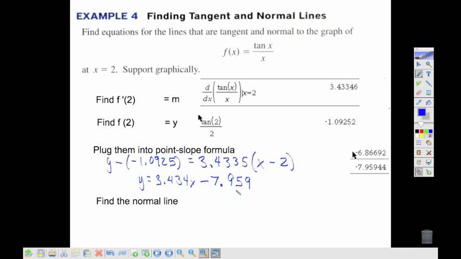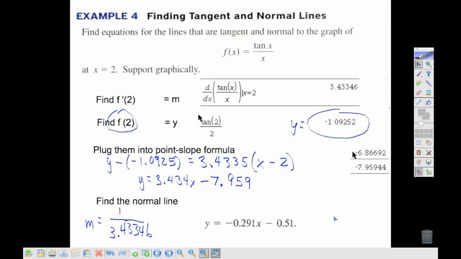Next we're going to find the normal line, and to do that we just need to take the negative reciprocal of our slope. Again, we could use our calculator to do that. Just write 1 over that. And then we would plug in the same point that we used before. Our x is 2, our y is negative 1.0952. And that's what the book would give us, although it's not rounded to the required 3 decimal places.